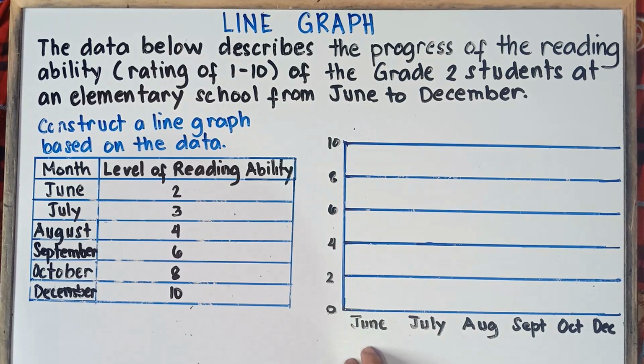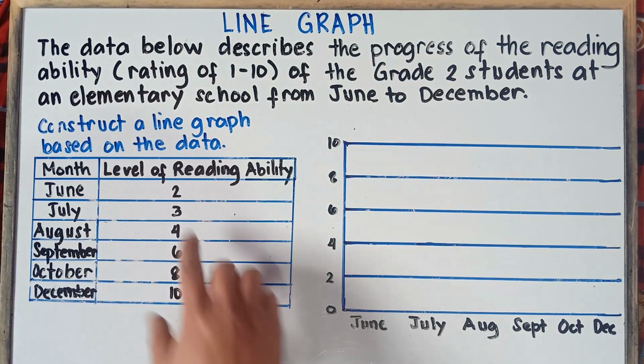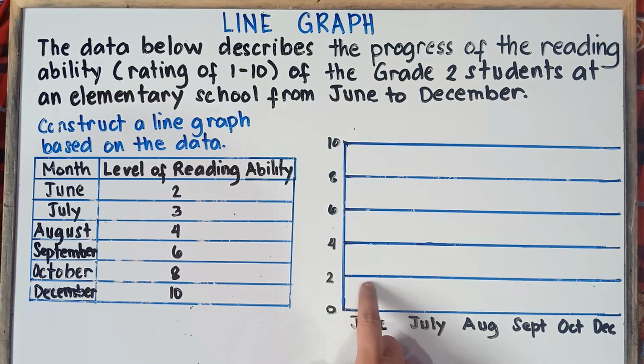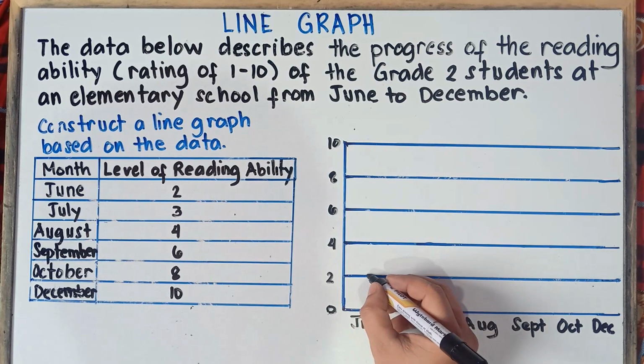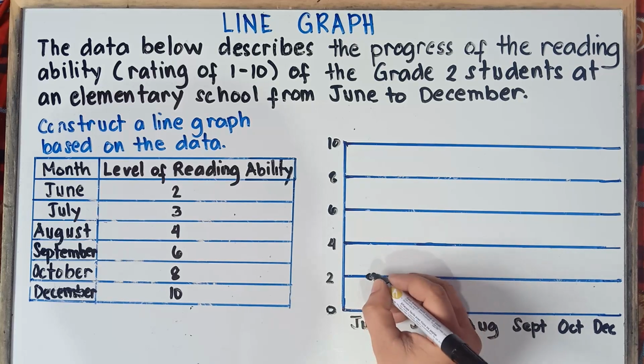Alright, so let's start with June. So our level of reading ability for June, that would be 2. So therefore, this one right here. Alright, so simply draw a point or a dot. So for June, that would be 2. Alright, so this is for June.